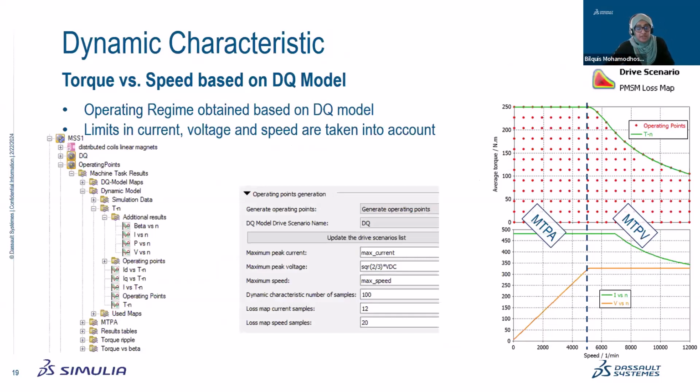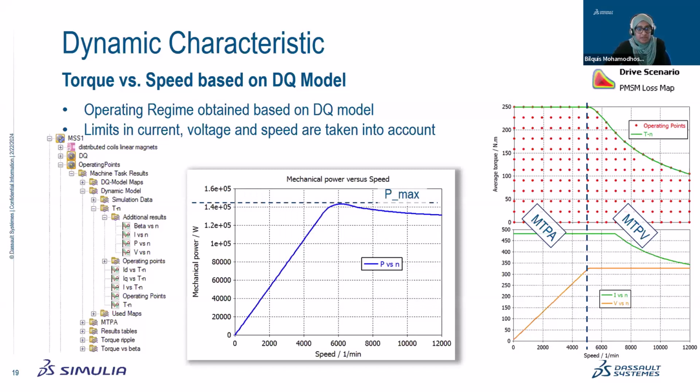So we can again do that in CST very easily. We've got a feature for that for the drive scenario, as PMSM loss map, for example. All you need to do is use the DQ model that you've already created with the same drive scenario feature, and then use that to calculate the losses. And from there, you can have the power as a function of speed.